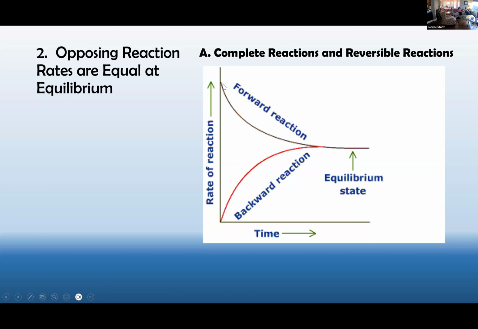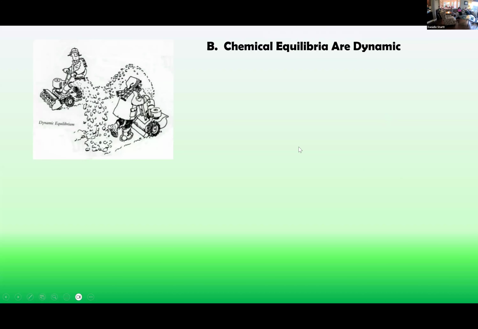So you've got your forward reaction, right? It starts fast and it slows down. Your backward reaction starts slow and speeds up, and then they reach equilibrium. So chemical equilibria are dynamic. What does dynamic mean? Anybody know what dynamic means, Jordan? Yeah, change. It can change, right? People talk about people having dynamic personalities, like they're just kind of everywhere. They can change.